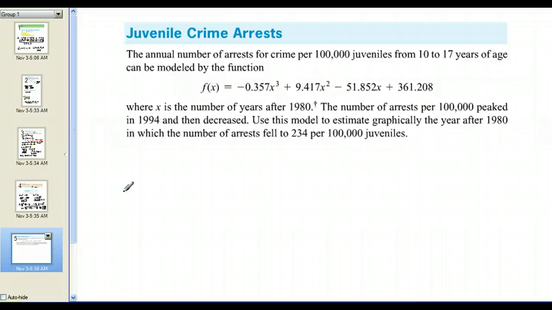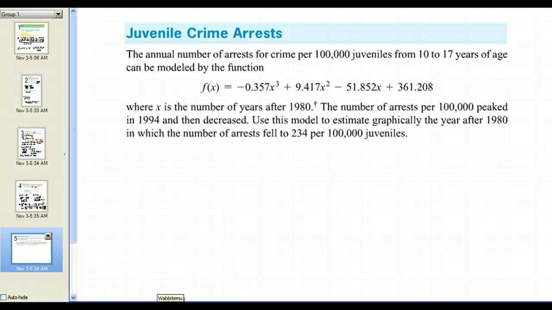Alright, last example in this section. Same thing we just did, basically. Here's a polynomial that models this. You're not going to be able to factor this. So what you're being asked to do is throw this in your calculator and use the model to estimate graphically the year after 1980, which is what x represents, in which the number of arrests fell to 234 per 100,000 juveniles. That's what y is equal to here. So we're going to set this equal to 234 and find that.